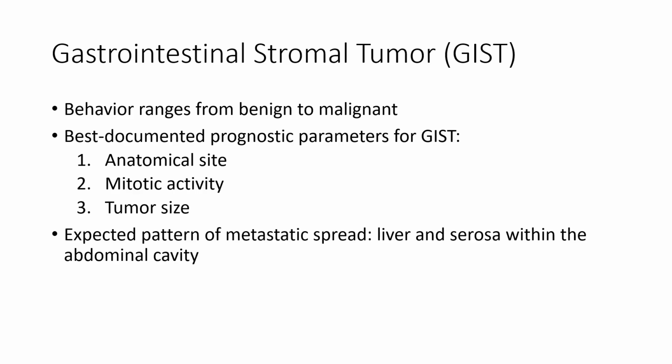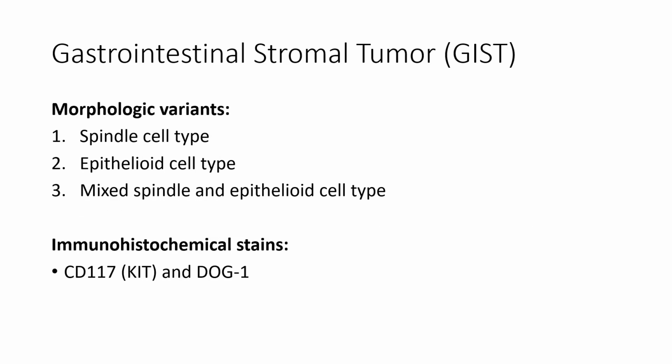For example, gastric GISTs are usually less aggressive than those arising in the small intestine. Mitotic activity, the higher the mitotic activity, which means the higher the proliferative activity of the tumor, the worse the prognosis. And tumor size, the larger the tumor, the worse the prognosis. GISTs can metastasize, and when they metastasize, they usually go to the liver and to the serosa within the abdominal cavity.